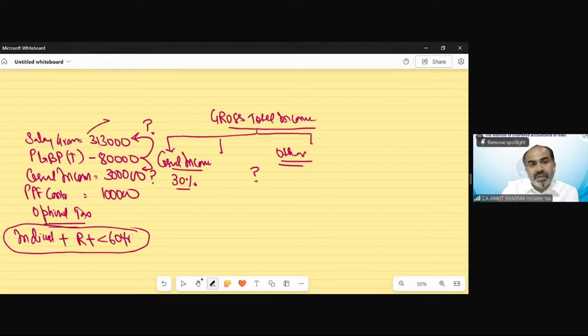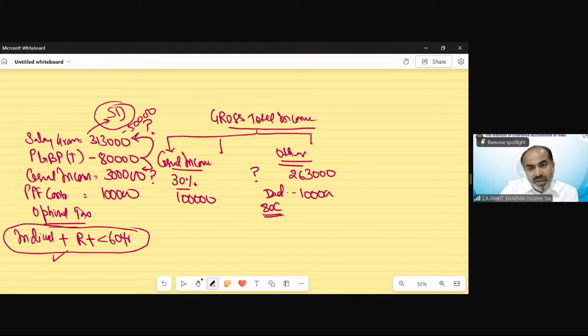Remember, the salary has been given as gross salary. That means the standard deduction is yet to be deducted. So after deducting 50,000, my net salary income would be 2,63,000. And casual income is, of course, 1 lakh rupees. Now there is a deduction also under section 80C, which we can claim because we are following the optional tax regime. So 1 lakh deduction would be claimed from this category. So we would have 1,63,000 over here.